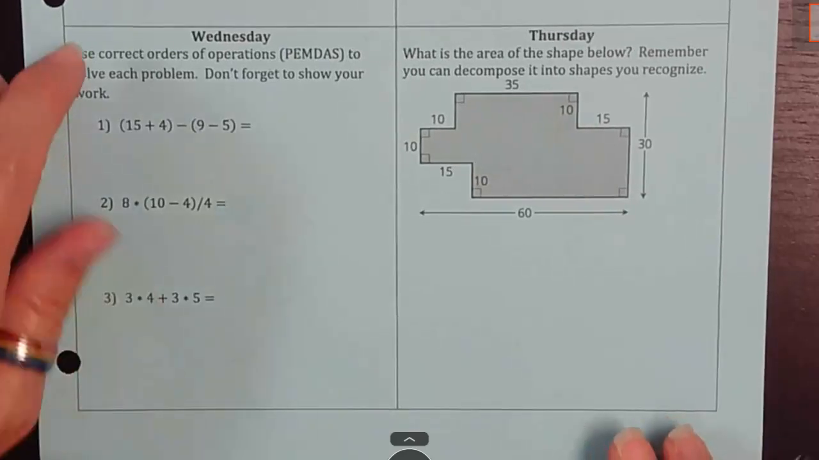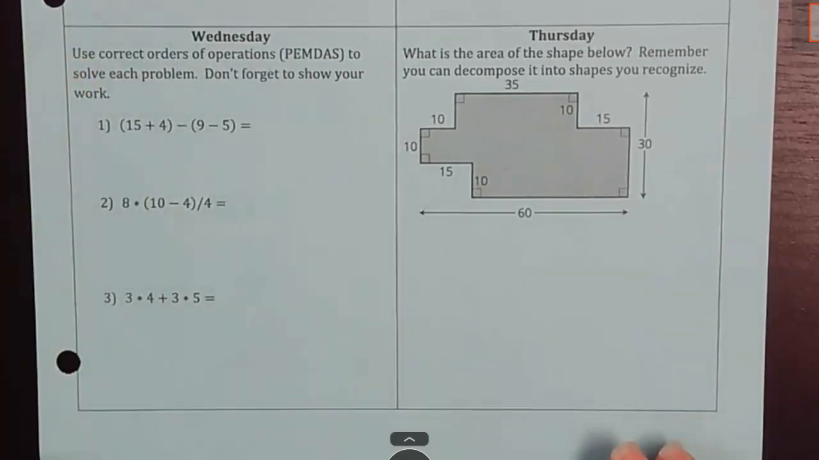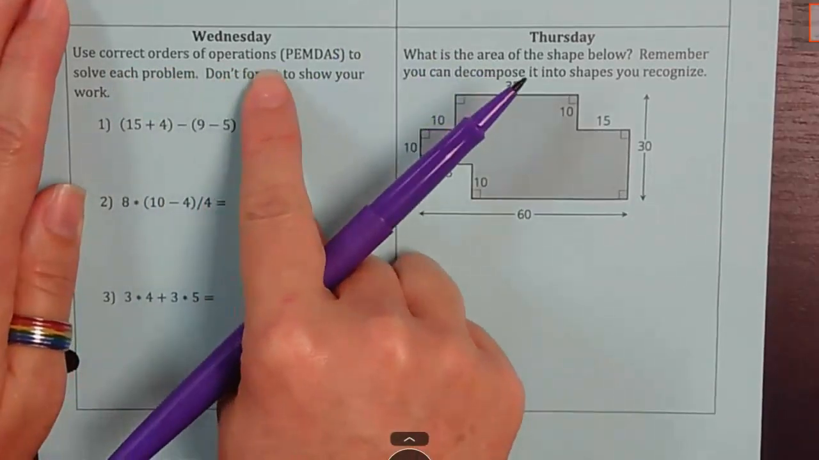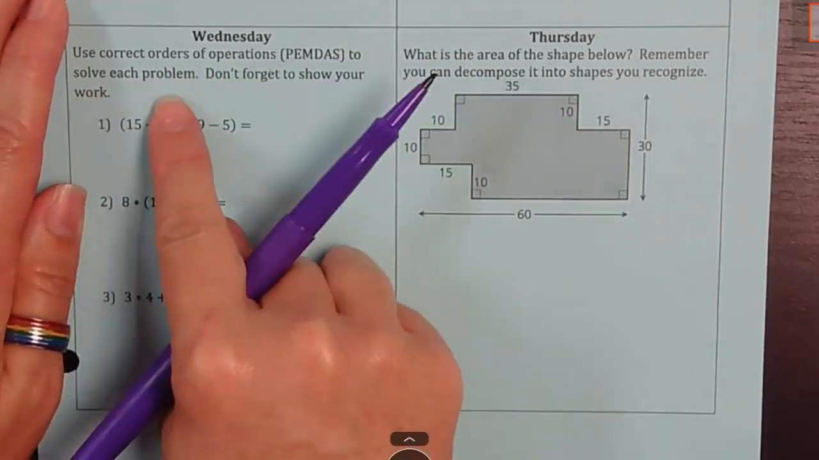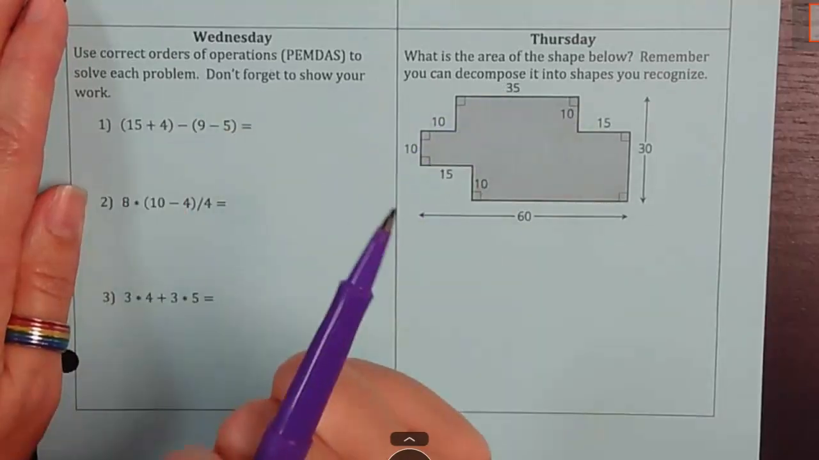For Wednesday, we're back to some orders of operations. It's been a little while, so I thought we'd better review it again. It says use correct orders of operations, PEMDAS, to solve each problem. Don't forget to show your work.